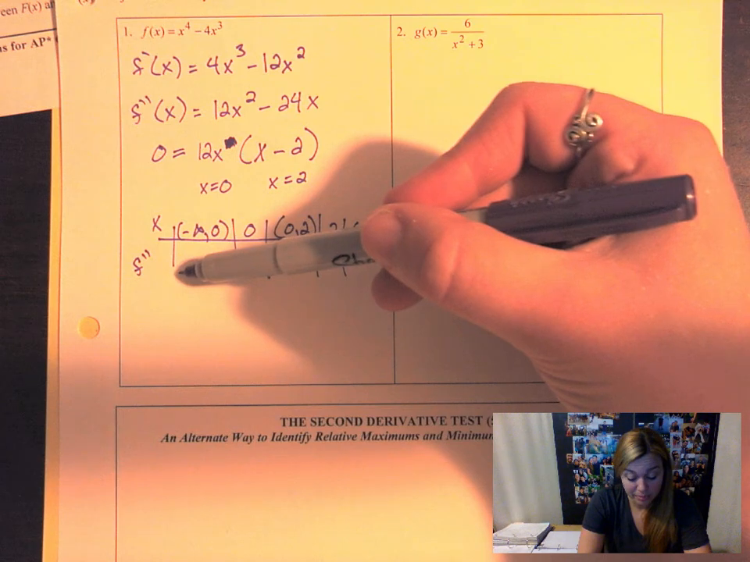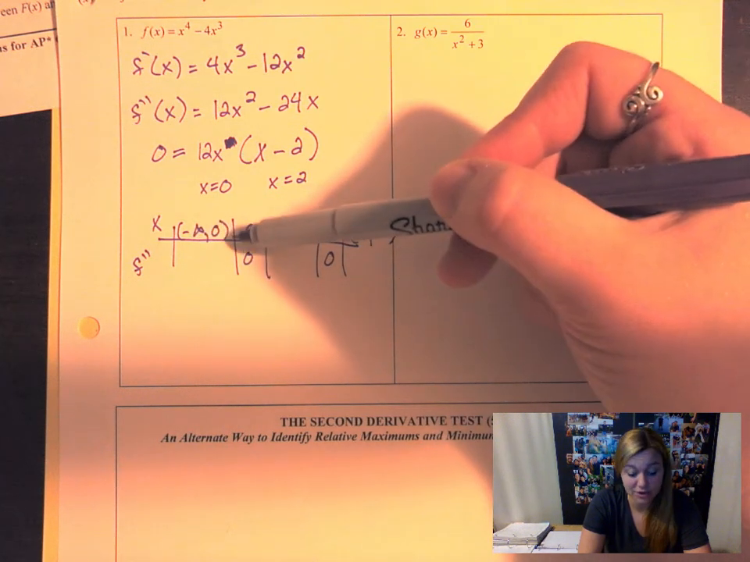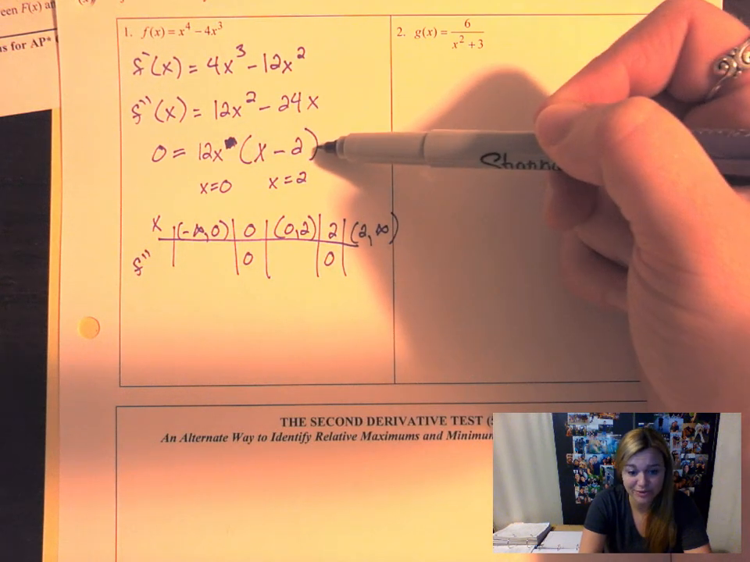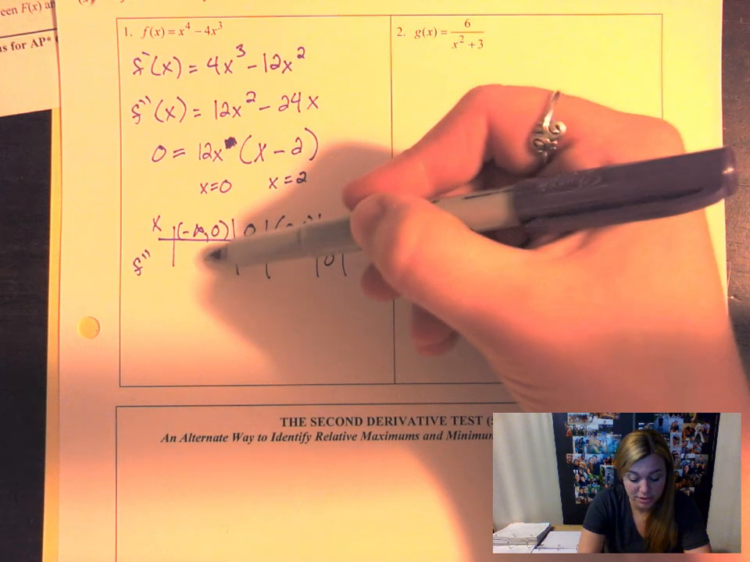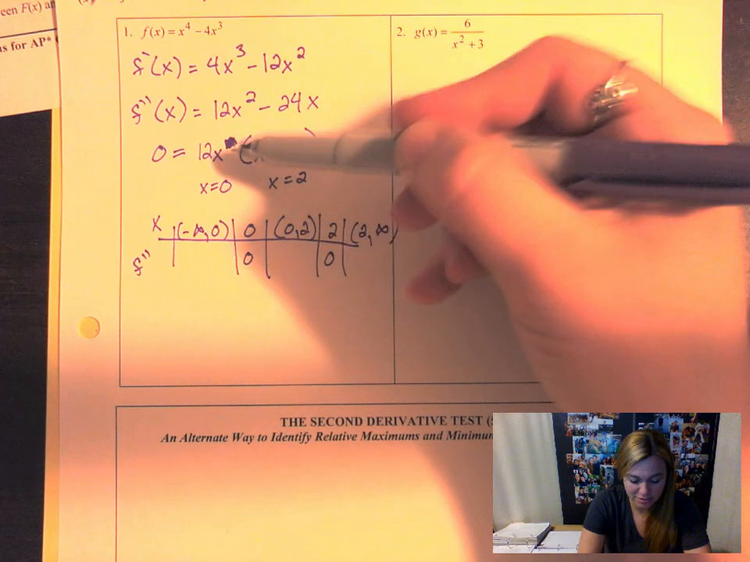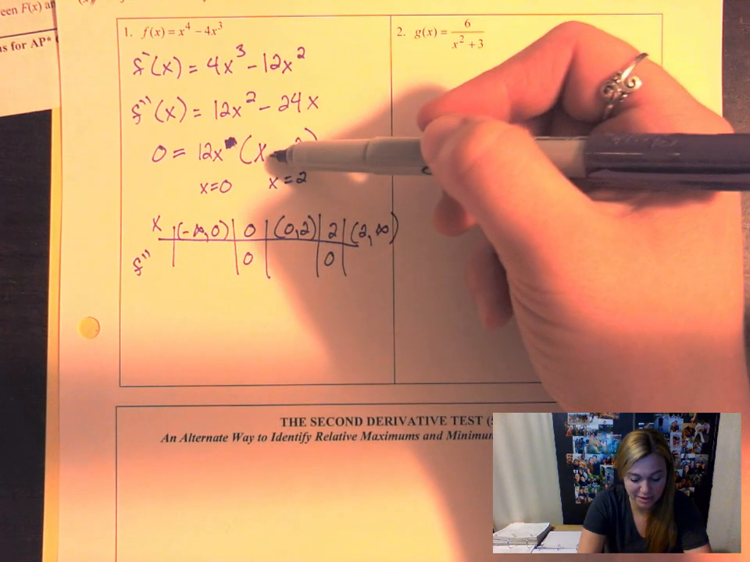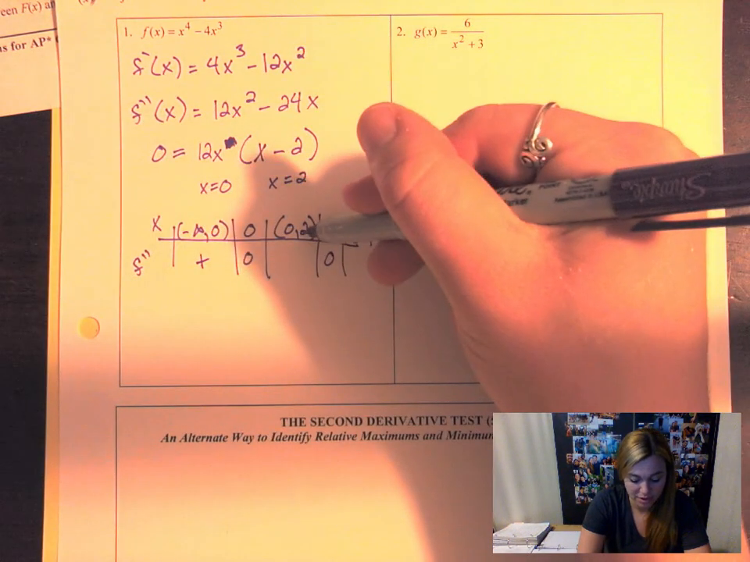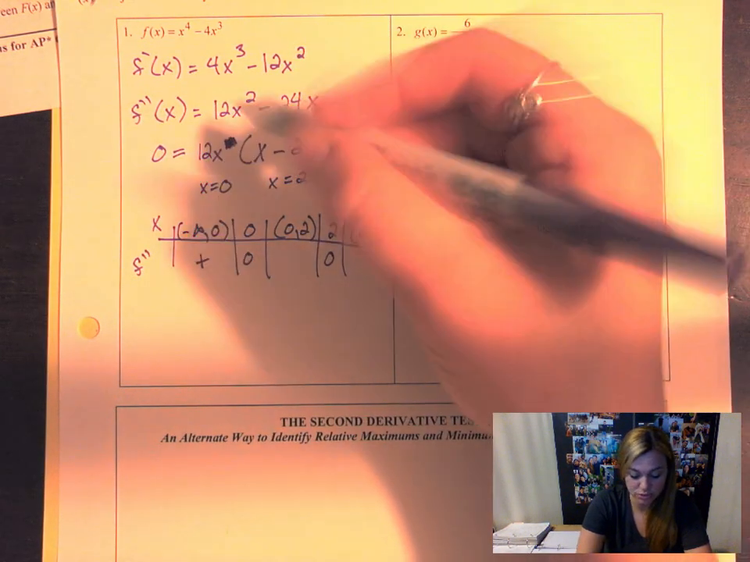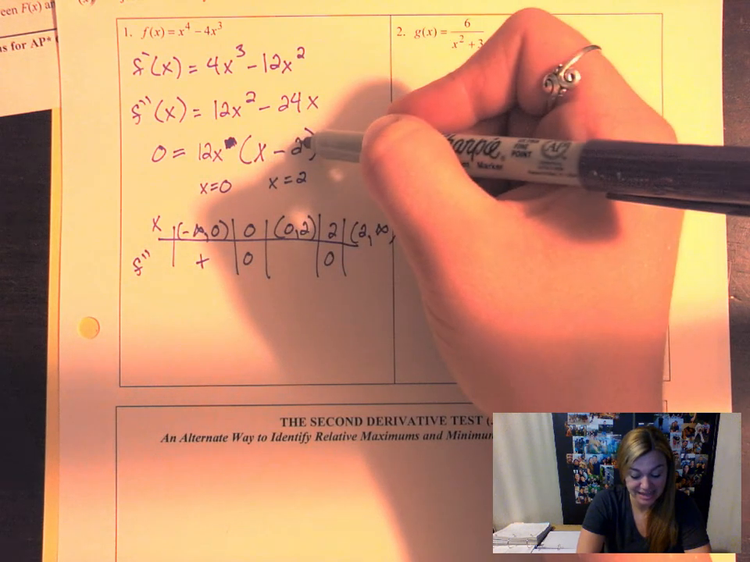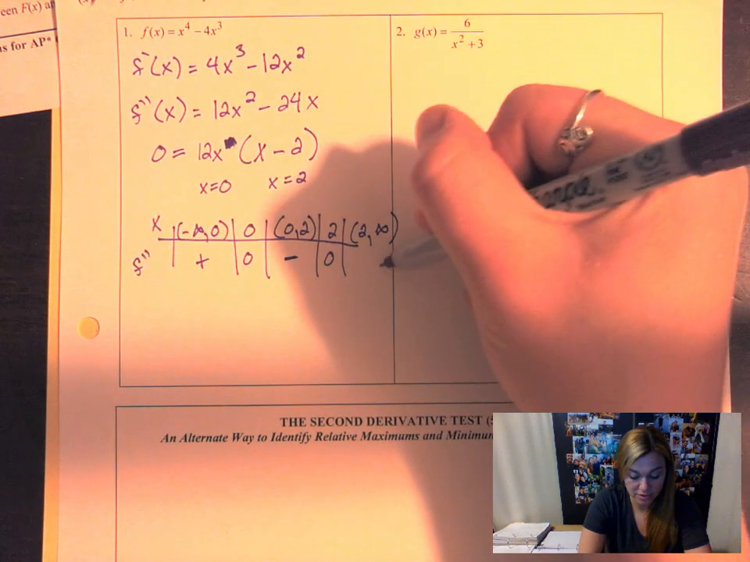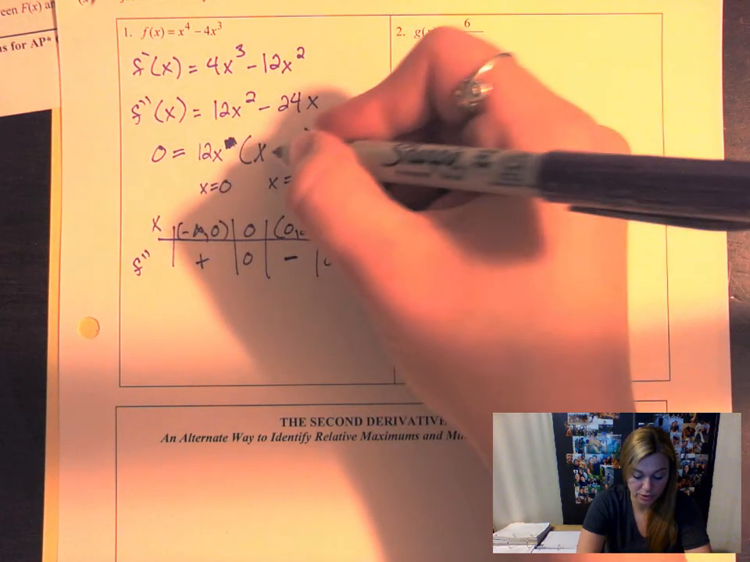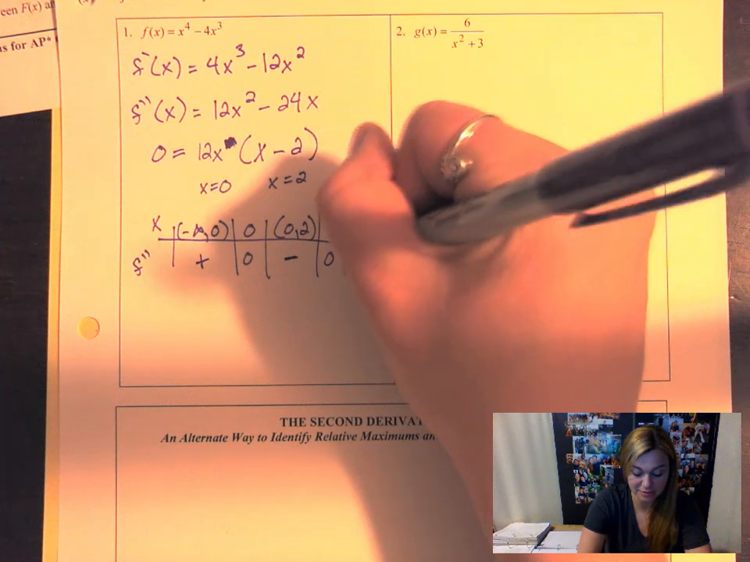So pick a number. For f double prime, I'm going to pick a number from negative infinity to 0. Then I'm going to go up to f double prime, here or here, I choose the factored form, and substitute in. So if I pick, let's say negative 10, 12 times negative 10 is negative, negative 10 minus 2 is negative, negative times negative is positive. If I choose 1, that's in between 0 and 2, positive times a negative, negative. Pick another number. If I pick positive 100, 12 times 100, 100 minus 2, positive times positive, positive.